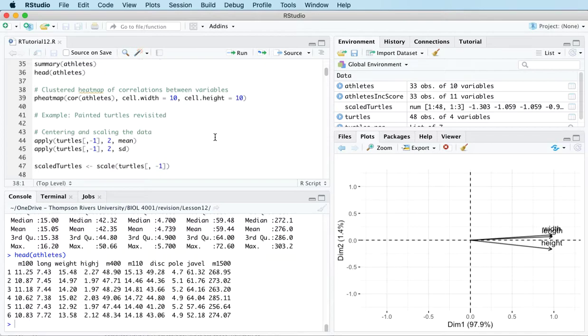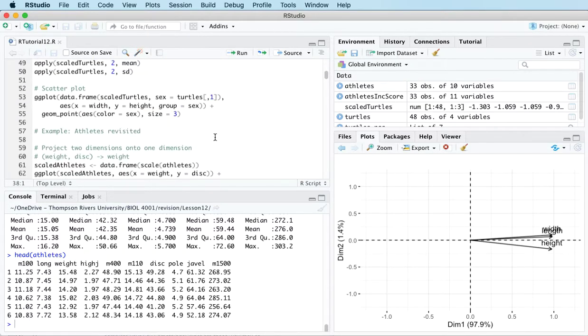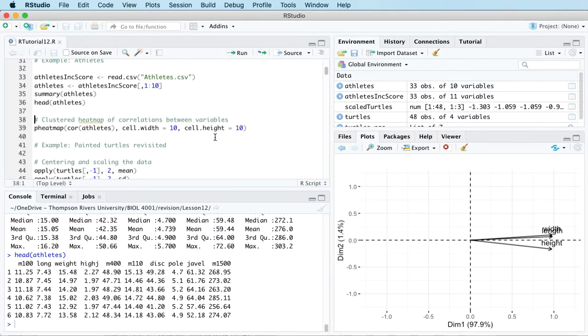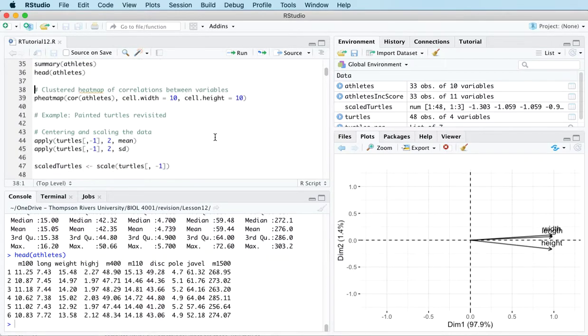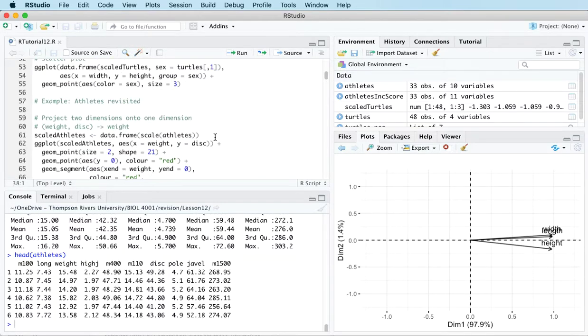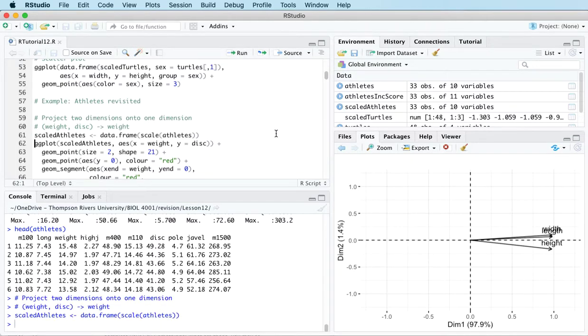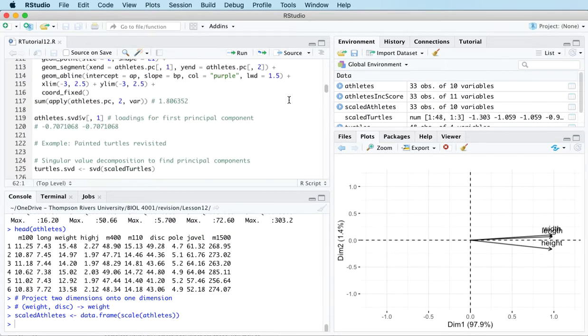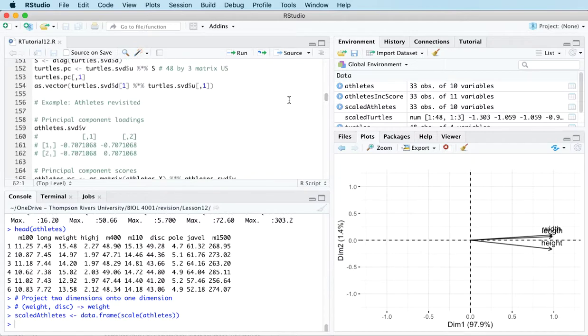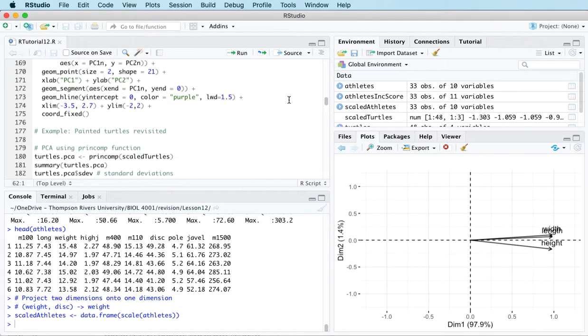So let's scale the data first. We talked about scaling the data in the last video. It's often the first step for a principal components analysis to scale the data so that all the variables have a mean of 0 and a standard deviation of 1. And then I'm going to skip ahead to doing the principal components analysis.